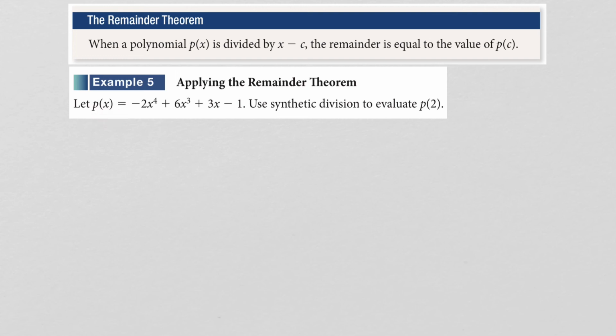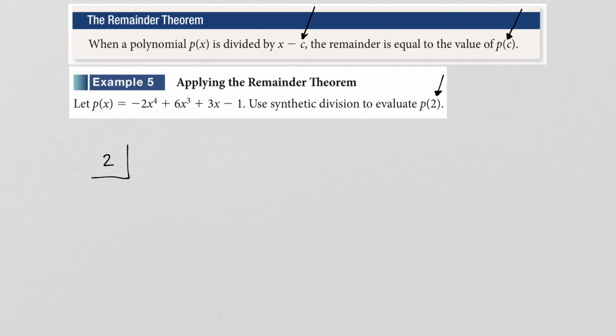Here it says p of x is this polynomial, and we want to use synthetic division to evaluate p of 2. So when I want to use the remainder theorem to evaluate the function value of 2, I put 2 in the box. Notice that I don't have to take the opposite of it. That's because the theorem says that to find p of c, that's the same as looking at the remainder when you divide by x minus c.